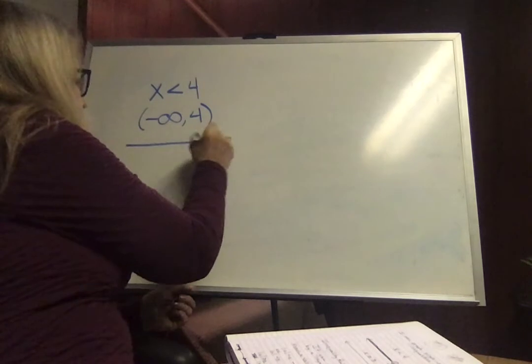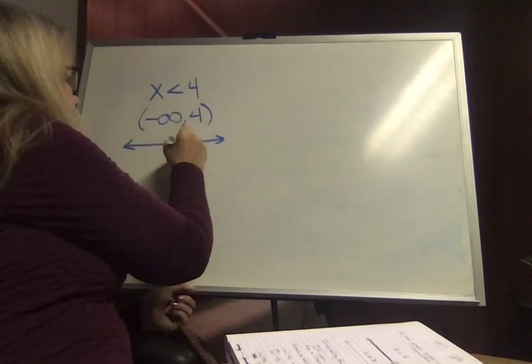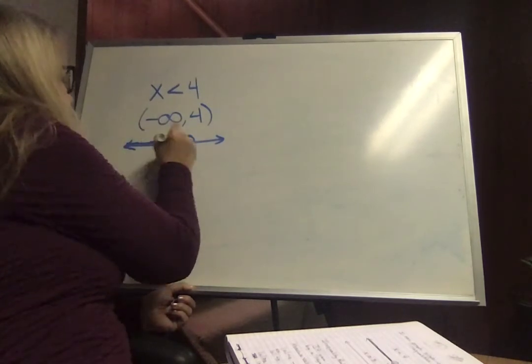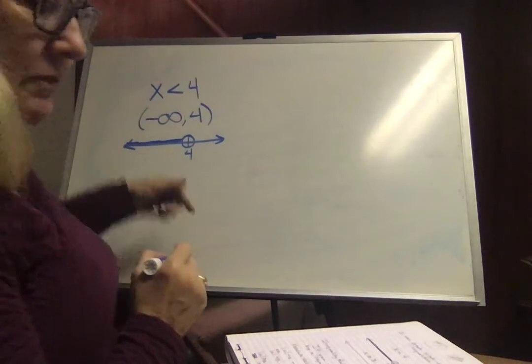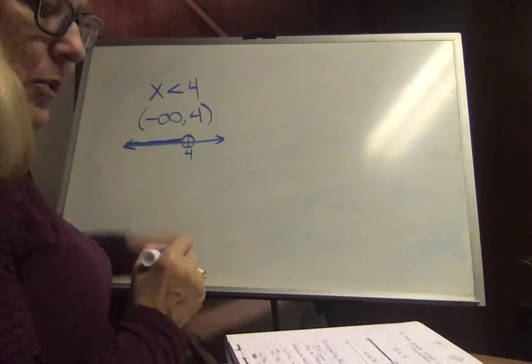Or the actual graph, here's the number 4. It cannot equal 4, but it includes anything to the left of it. That's the graphing. Unbounded because, see, it keeps on going and going and going.